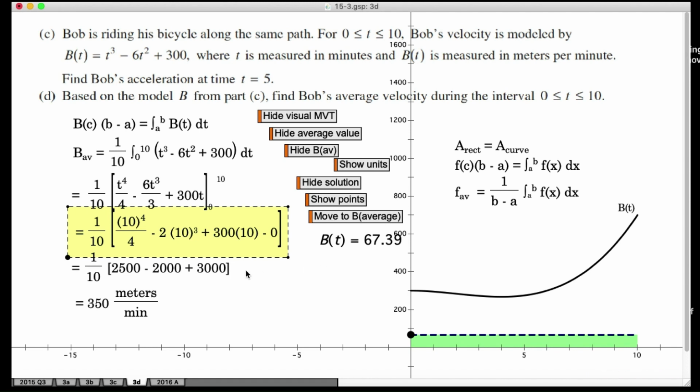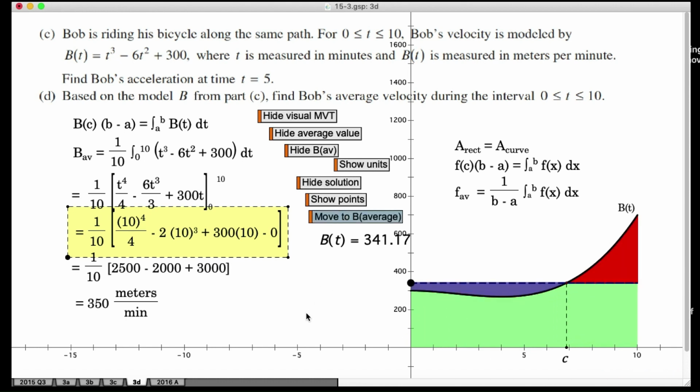Now see if I can move this over here. If I move this, this is the average value. This is the average height of this function right here. If I move this to the average value, right over here is the average value. This is the height right here. You can see that this blue region looks very close, but it is exactly the same area as this red region. That would be the average value.